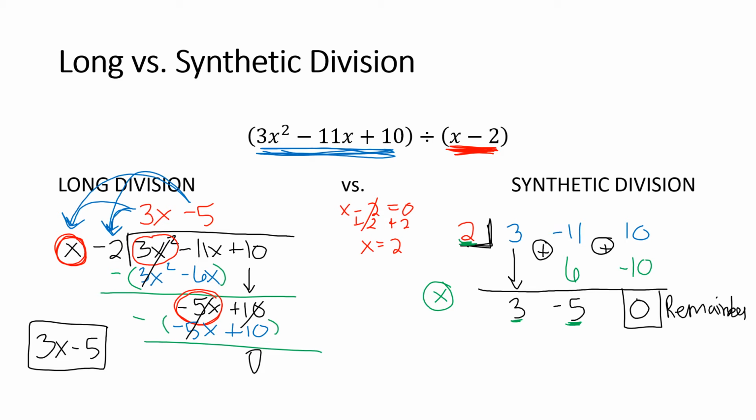Now, working across that bottom row, the numbers I have down here written in black, those are my answers. I just have to work backwards. So if my remainder is 0, that means the negative 5 is my constant, and the 3 is the one that gets the x. So my answer, again, would just be 3x minus 5.